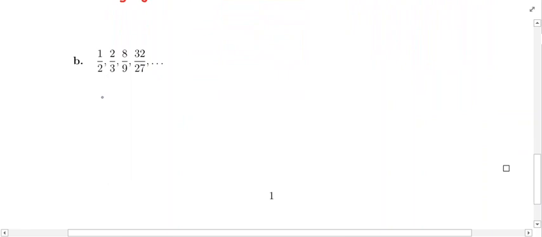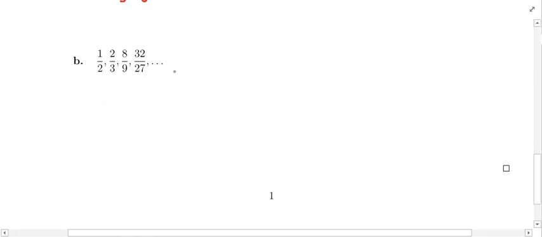This time we've got 1/2, 2/3, 8/9, 32/27, and so on. All of the terms are positive, and we continue on. What that tells us is that we're going to have a positive R value. Again, how do we go from one term to the next? Well, the easiest thing, especially because we have fractions here, is to just pick a term and divide by the term that came before it. It doesn't matter which pair you use.